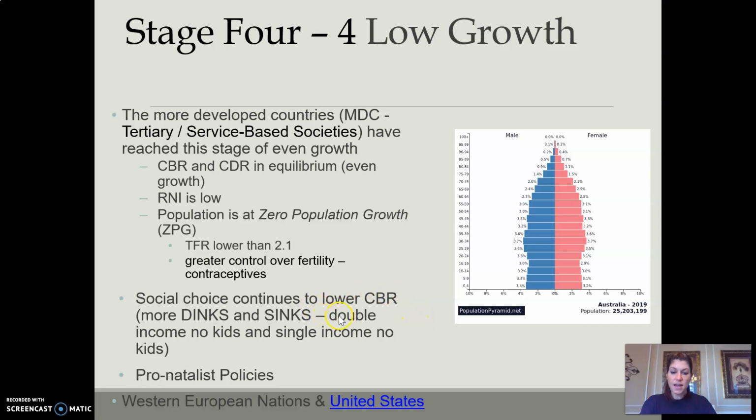We also are going to see a lower crude birth rate. So we'll see more double income, no kids, and then single income, no kids. In countries that are stage 4 and stage 5, we may see pronatal policies where countries are trying to encourage people to have children. So they may give tax breaks, longer maternity leave, daycare, discounts on daycare. Most of our countries in Western Europe and the United States are in stage 4. And I provided a link so you could look at the United States demographic factors.